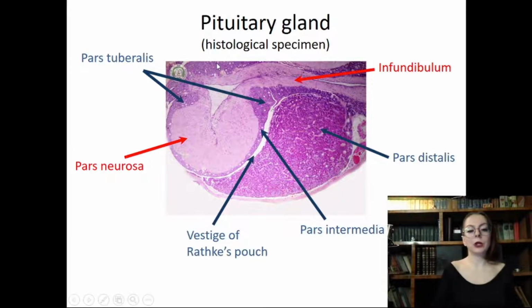Okay, that's what you have to distinguish. Notice that some cavity could be seen inside the neurohypophysis, and this is the continuation of the third ventricle, and this cavity is the remnant of the Rathke's pouch, as Rathke's pouch is a vesicle, and inside it there is a cavity, and this cavity remains in the adenohypophysis.